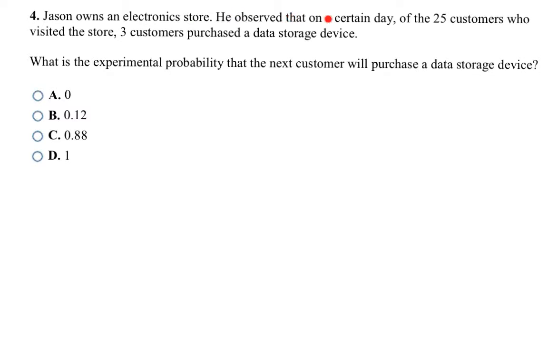This question says Jason owns an electronics store. He observed that on a certain day of the 25 customers who visited this store, 3 customers purchased a data storage device. What is the experimental probability that the next customer will purchase a data storage device? Well, there were 3 customers that purchased that device, so that means it happened 3 times out of a total of 25 customers.